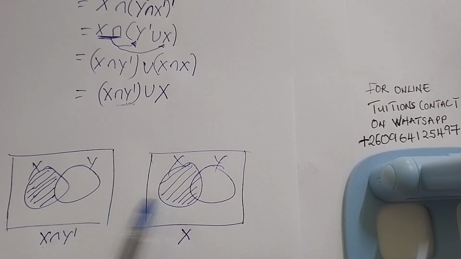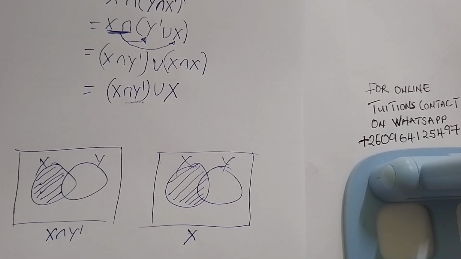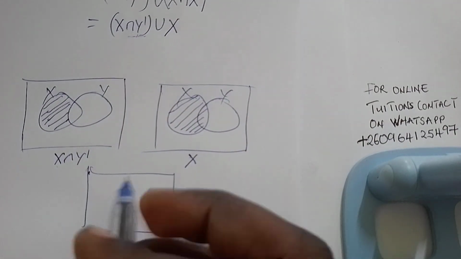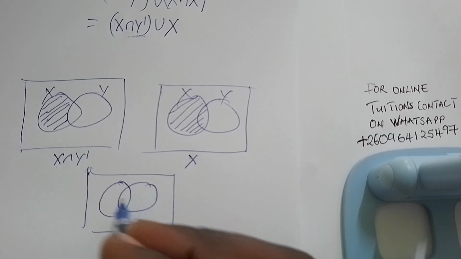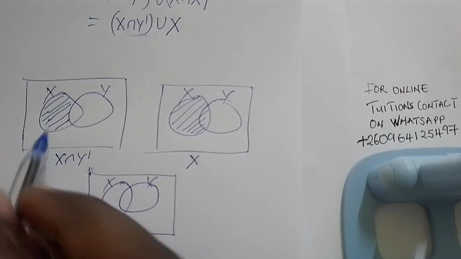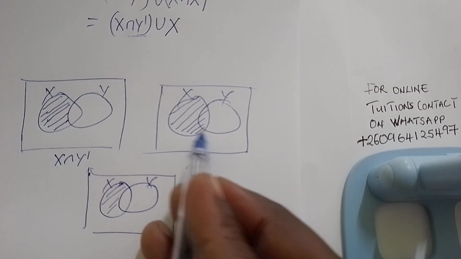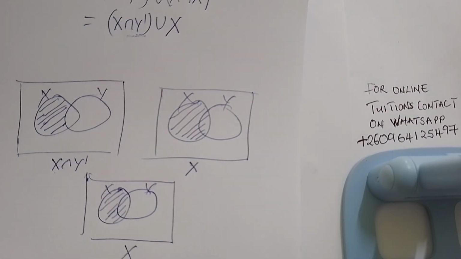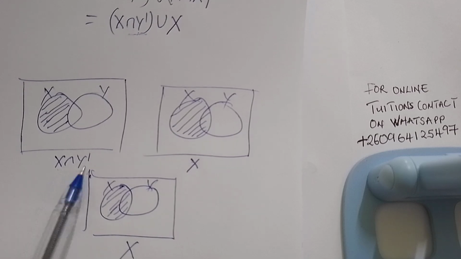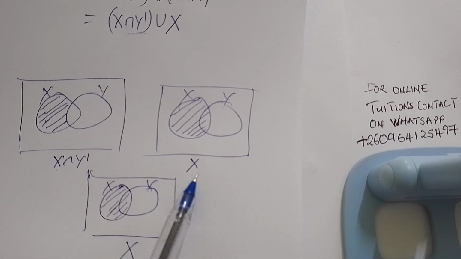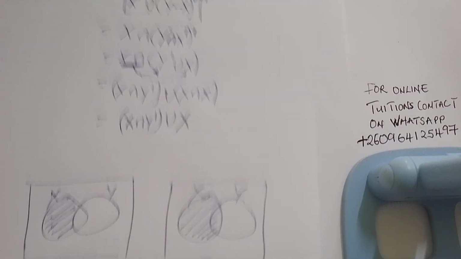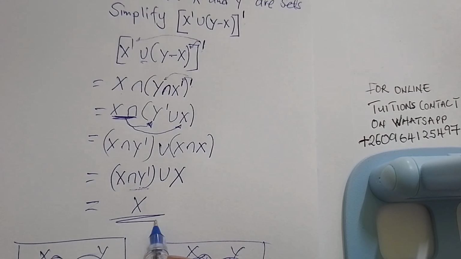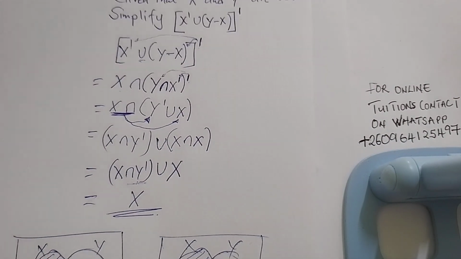If we combine these two shadings on one diagram, you're going to end up with something like this. This is x and y. Then we shade that, and this one on the same diagram, you're going to end up with just x. So what we're saying is that this set union that set is just x. So the solution here is just going to be x. That's the way you're supposed to do this.